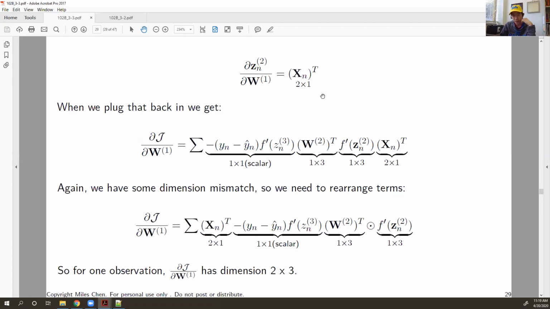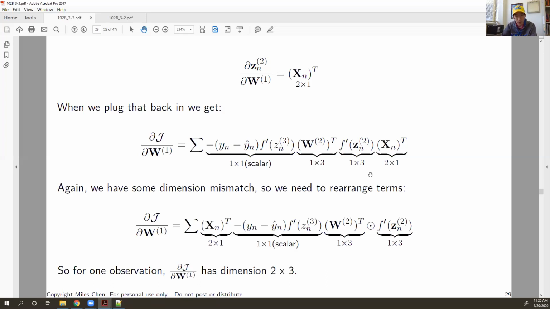All right. So we're going to say that the gradient of z2 sub n with respect to W1 is going to be x_n transpose, which is a 2 by 1 matrix. So I'm going to put that back into here. And then when we look at this, we go, oh my goodness, the dimensions don't line up, right? I have the different pieces. These are the pieces that I need to multiply together, but the dimensions don't line up. Okay, so what can I do?